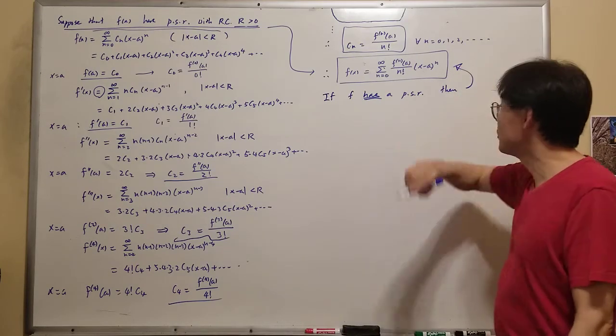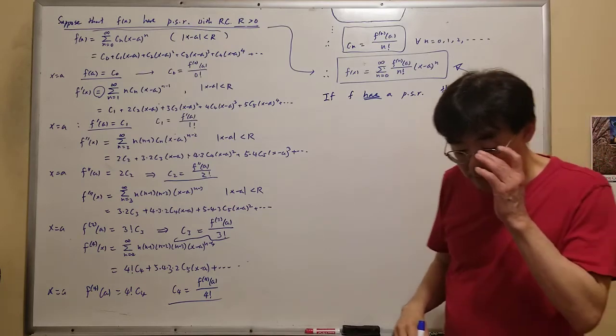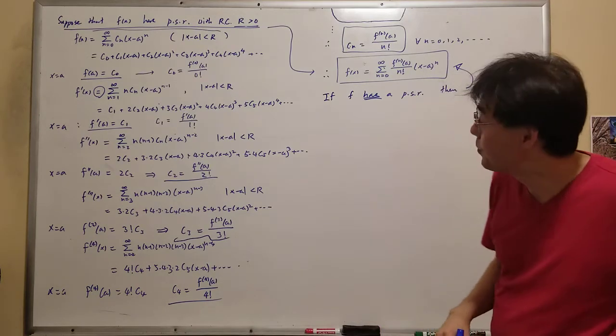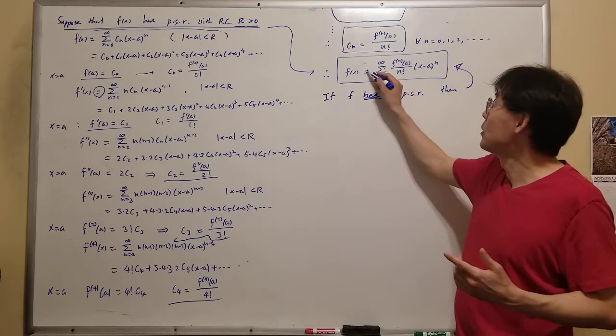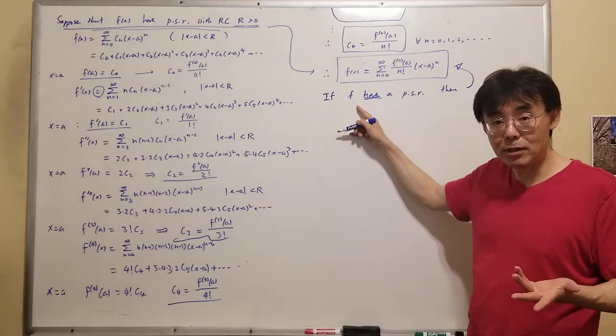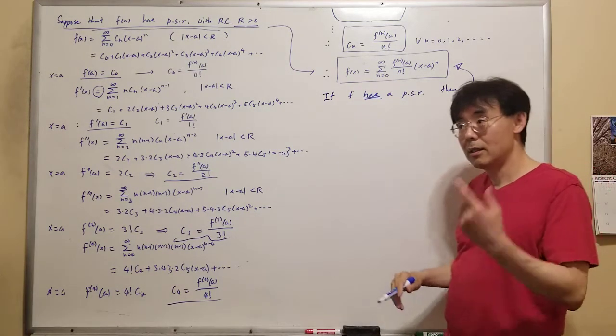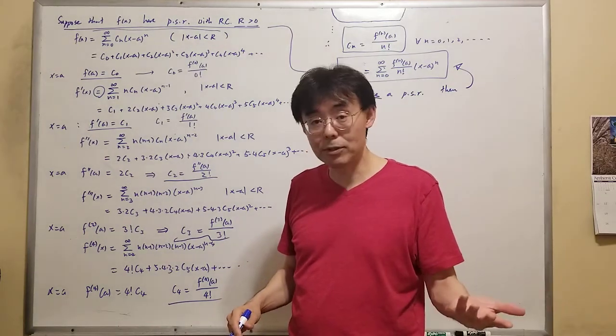Then you have this. That's theorem 1. Okay? Now, so you got this formula, assuming that f has a power series representation. Now the question is, how do we know a certain function has a power series representation?